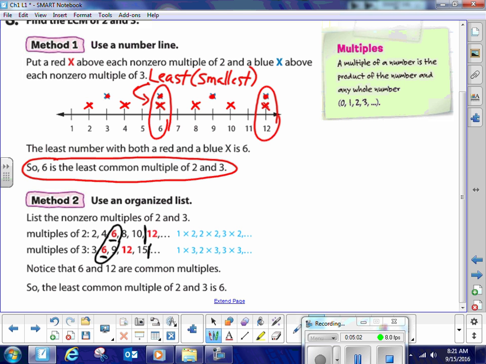Right? So that's what they did here for 3s. And then you'll notice that 6 and 12, well, we don't even have 12 on my list because I wouldn't have gone up to here. But if you did, you could see that 12 is up there. All right, so the least common multiple of 2 and 3 is 6, okay?